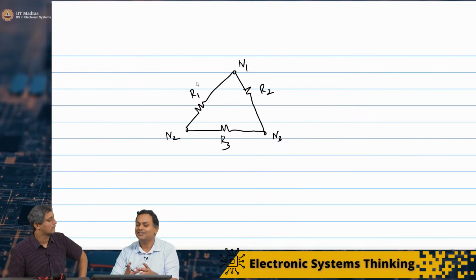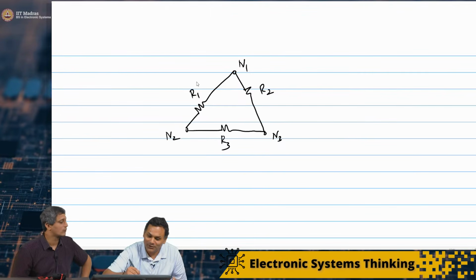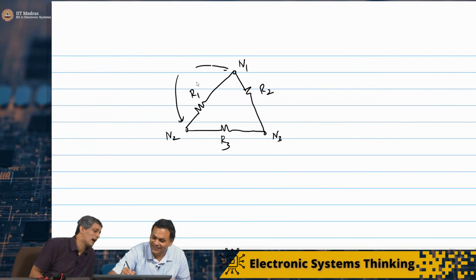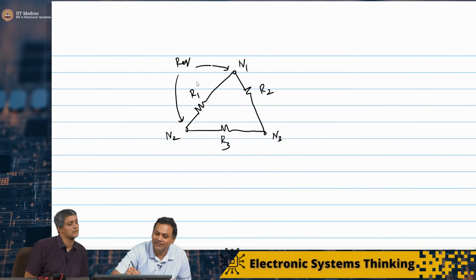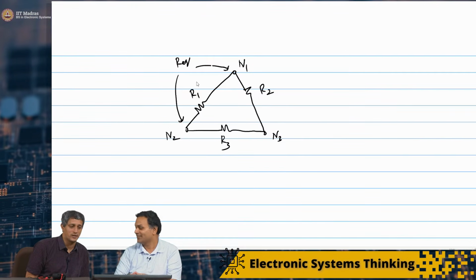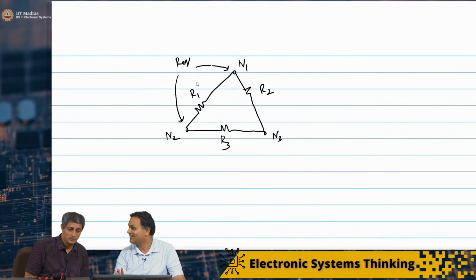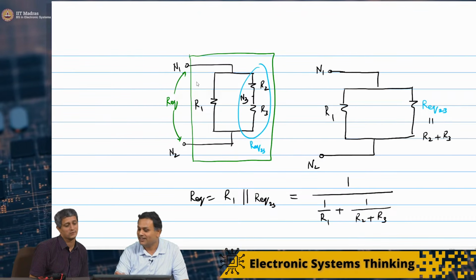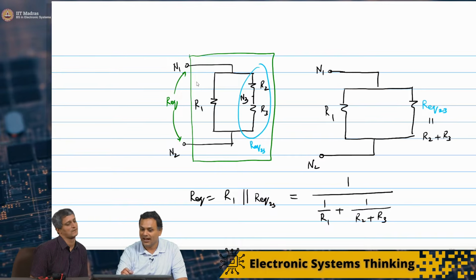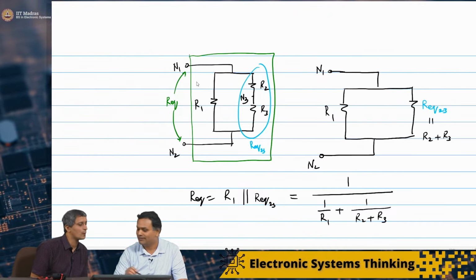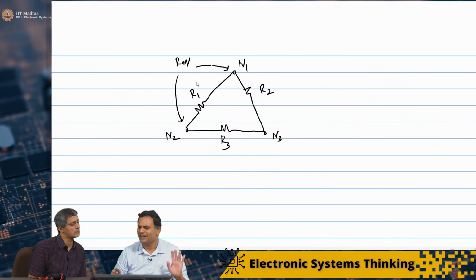So now it's a little bit harder because now I want to find out R equivalent across these 2 points. Now it's a little bit harder to visualize, because we have changed the way we have drawn it. It's actually exactly the same circuit, because I only have 3 resistors, 3 nodes, R1 between N1 and N2, R2 between N1 and N3, and R3 between N2 and N3, and I've just redrawn it.